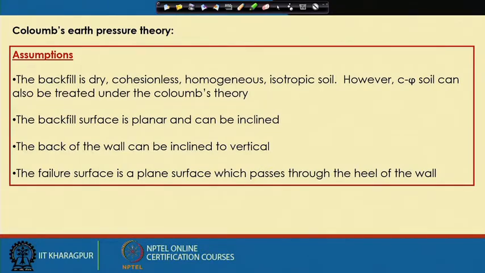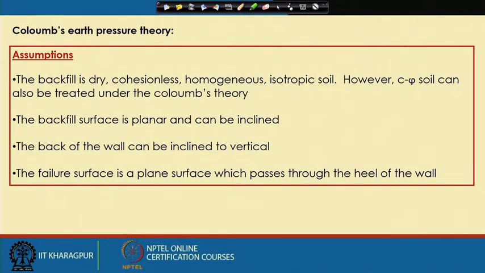Now, what are the assumptions? The backfill is dry, cohesionless, homogeneous, isotropic. These were the same assumptions for Rankine's theory, but this theory can also be applied for c-phi soil, although Rankine's theory was also extended for c-phi soil. Then the backfill surface is planar and can be inclined, because initially in Rankine's theory the backfill surface was horizontal, but later on it was extended for inclined also. Here the backfill surface can be horizontal or inclined.